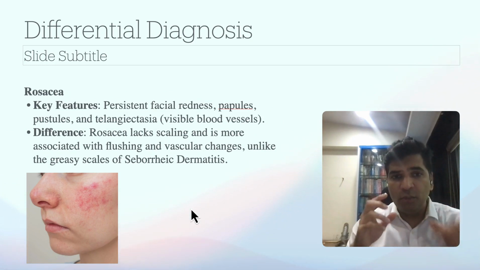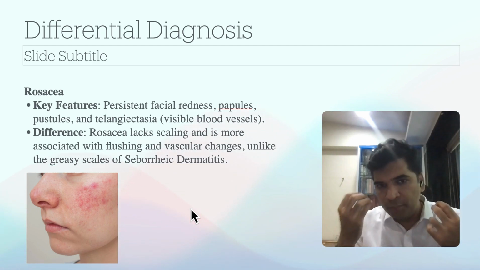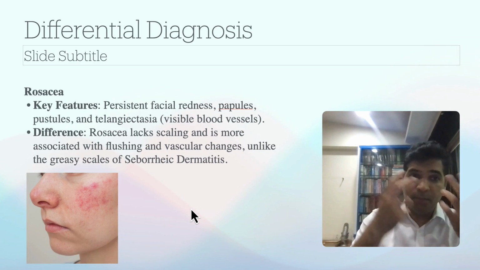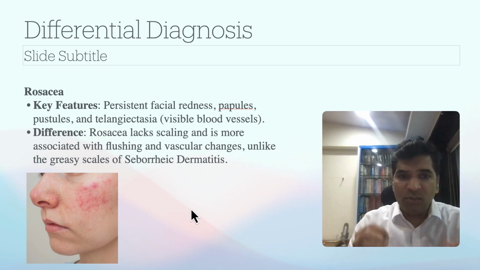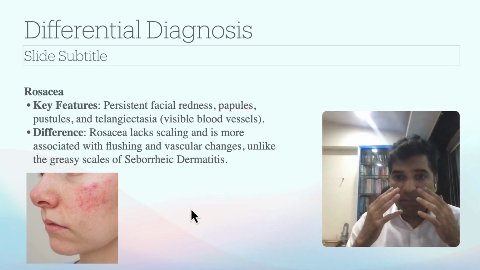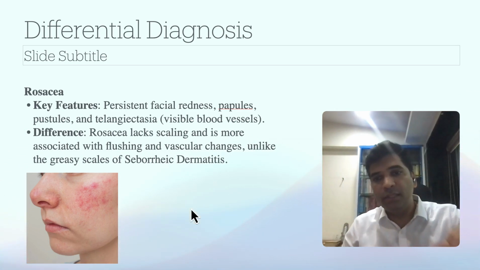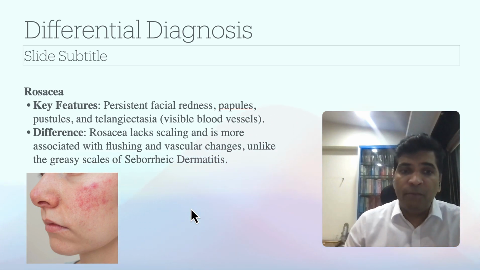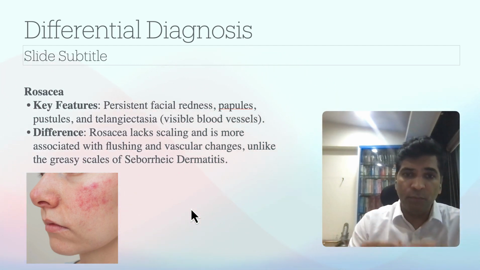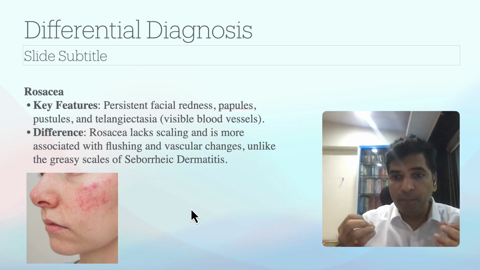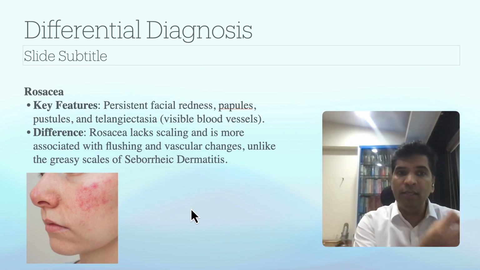Rosacea, you have to differentiate when it's on the face. Persistent facial redness, papules, boil-like eruptions coming up in rosacea, acne rosacea, which we call it. It lacks scaling. There is less itching. When we talk about acne, we usually get those big boils and it's very easy to differentiate. But when it's flattened acne rosacea, it mimics seborrheic dermatitis. How to differentiate? There are fewer scales, less itching, but more redness and flushing in rosacea.